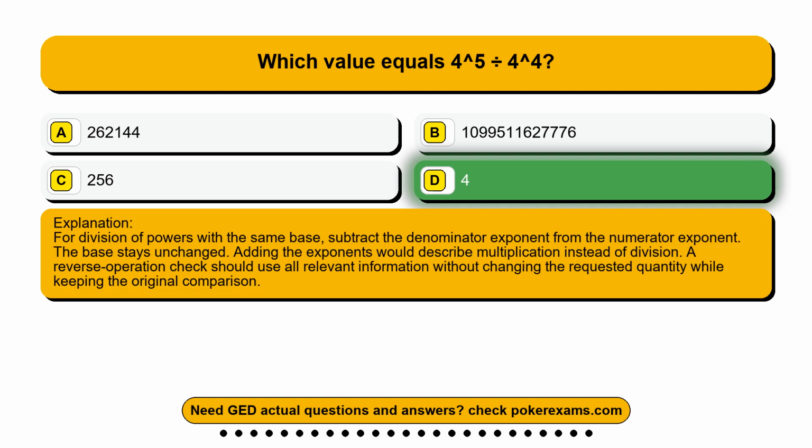For division of powers with the same base, subtract the denominator exponent from the numerator exponent. The base stays unchanged. Adding the exponents would describe multiplication instead of division. A reverse subtraction check should use all relevant information without changing the requested quantity while keeping the original comparison.